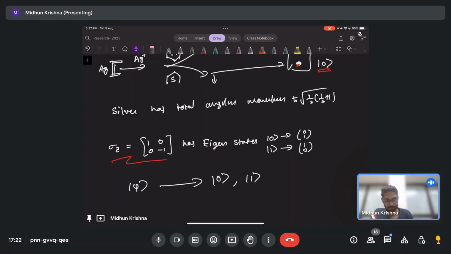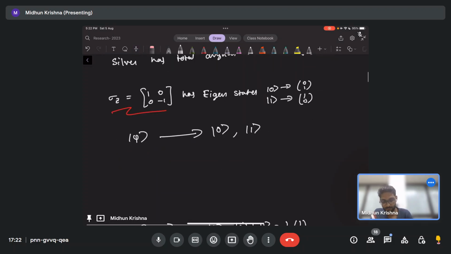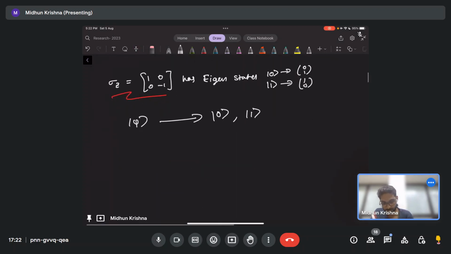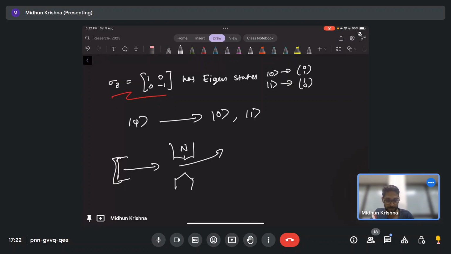So the interesting part of Stern-Gerlach is that if I send particles through, North Pole, South Pole, and get this to be in an up state, some of them will go up, some of them will go down, right? So this is zero, this is one.